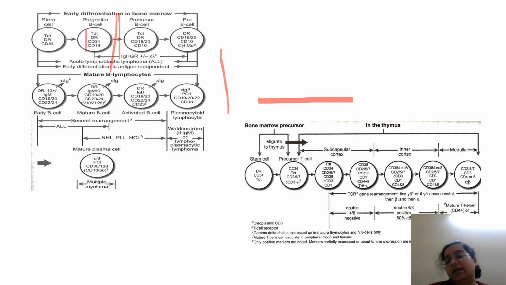More so TDT, HLA-DR and CD34. CD19, 20 and 10 are more maturity markers. So the more mature the lymphocyte leukemia is, the better the response, and you'll get CD19, 20 and 23 and these markers positive.